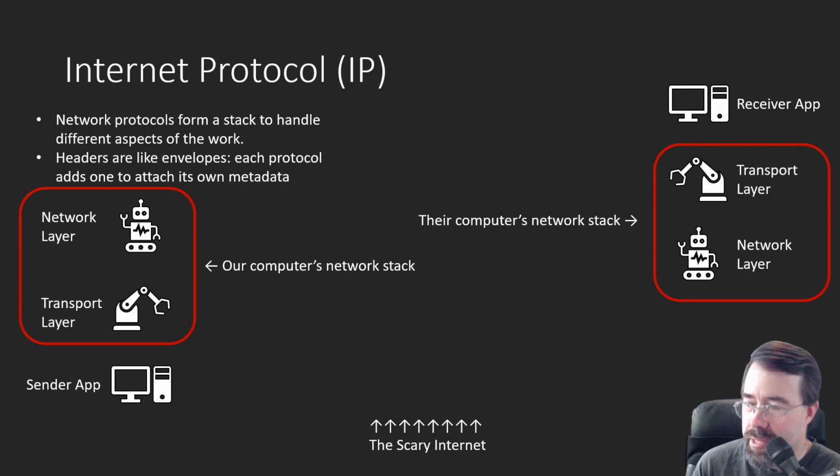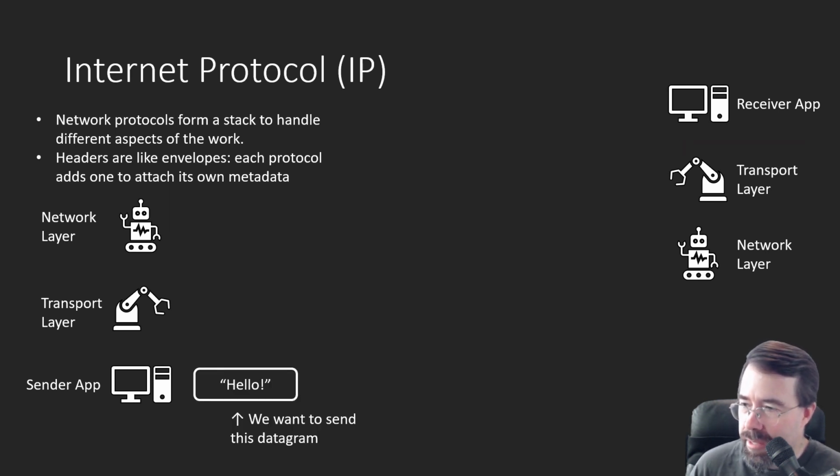Network stacks are used to take a message we want to send and pass it across the scary internet. Now, the different levels of the stack handle different things. So we have here represented on both sides the network layer and the transport layer. Internet Protocol is a network layer protocol. So remember that as we go through this.